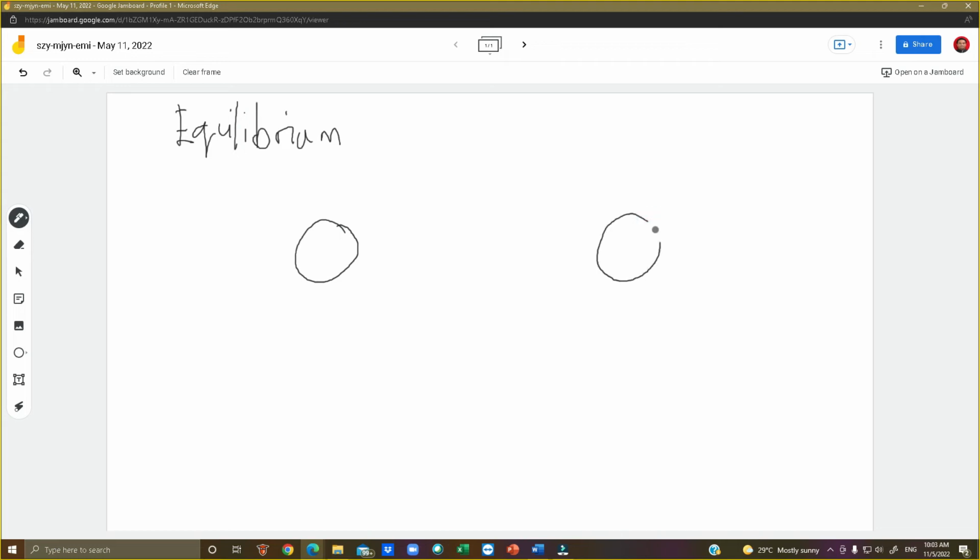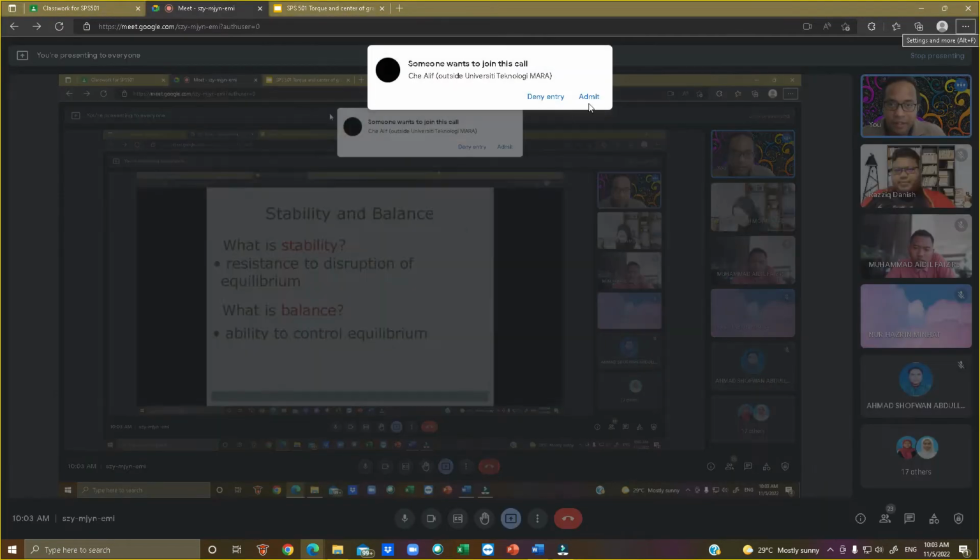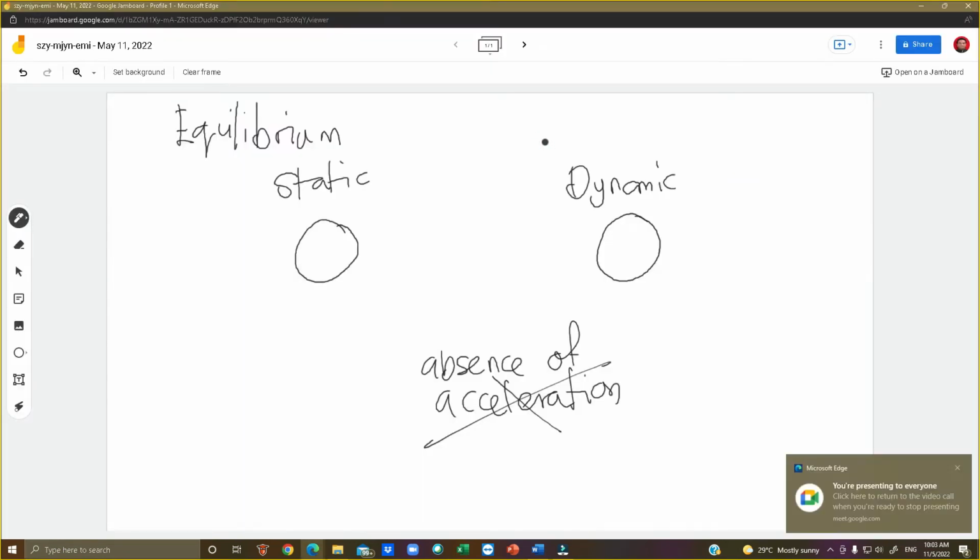There are always two states, where one of the states is known as static equilibrium and another one is known as dynamic equilibrium. Okay, so static equilibrium and dynamic equilibrium share one thing, and the thing that they are sharing is actually the absence of acceleration. Okay, benda ni tak ada. And when you have an absence of acceleration, you are going to get two things.